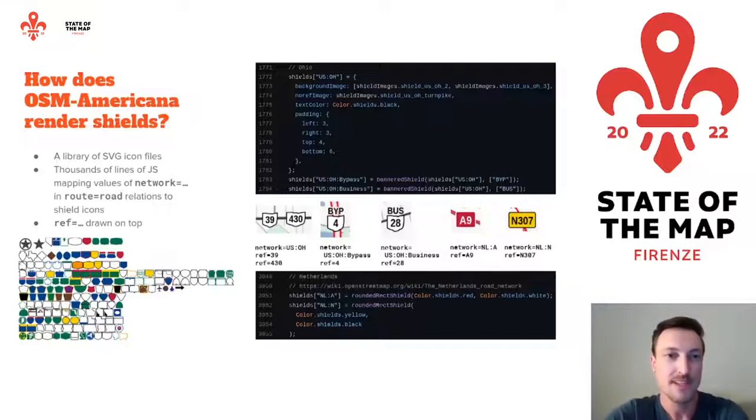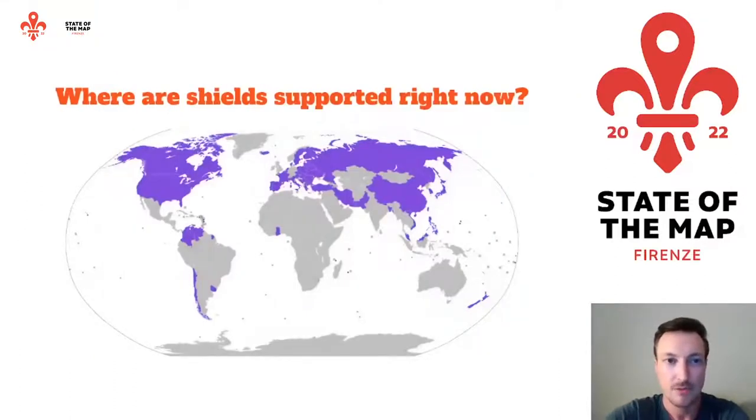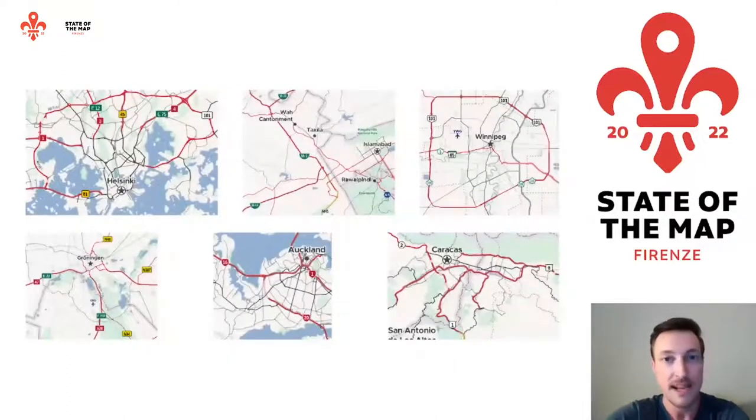In the future, we hope to separate the shield generation code to facilitate reuse by other projects and also implement shields for other kinds of routes like hiking, cycling, and public transit routes. Right now, shields are only supported in the countries highlighted in purple, and most of these countries only have partial support. Some countries only have shields for national routes, and they're missing shields on a more local level. But we've been having contributions from people all over the world interested in implementing shields for their home countries, and we're always happy for more.